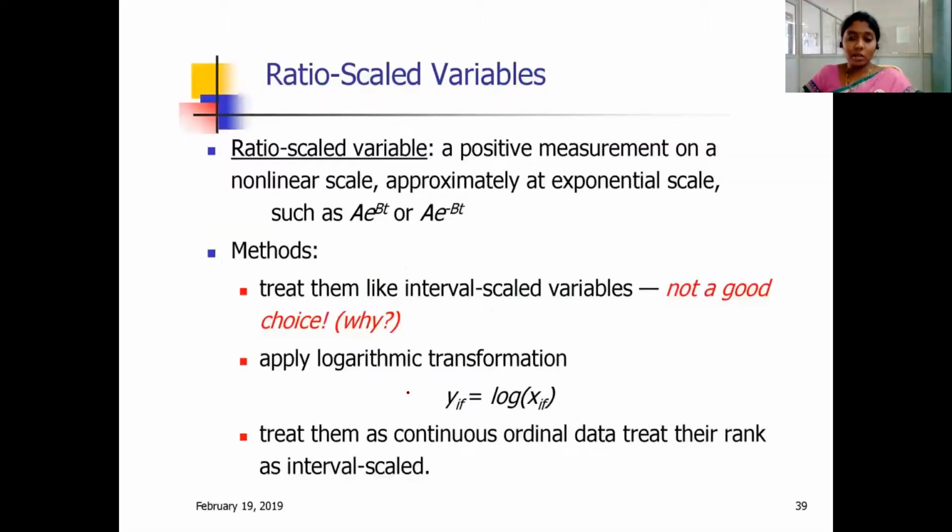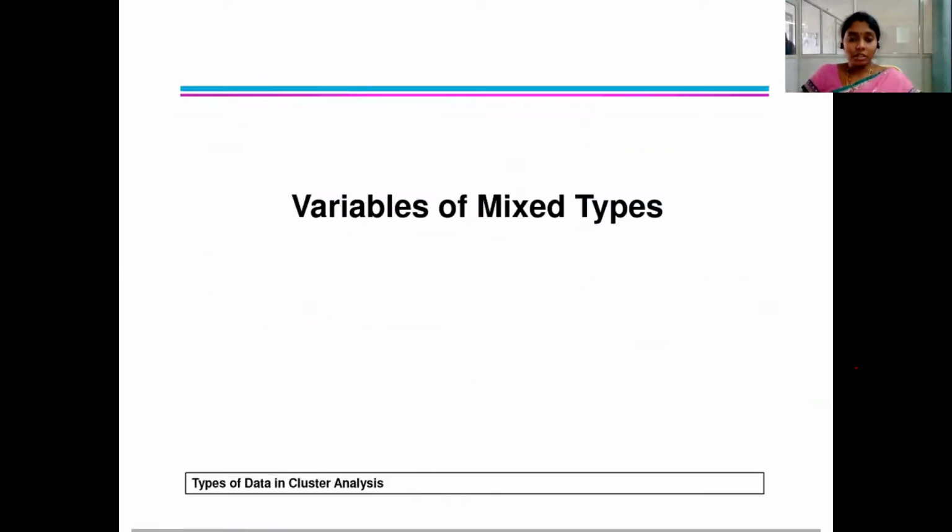Here is an example also, and these are the ratio scale variables, which are positive measurements on a nonlinear scale. It is of this form, and we have discussed 3 methods in that. Out of 3, we can frequently go with these 2 methods: one is to transform the values using the logarithm, and the other is to treat them as ordinal data. So here is an example.